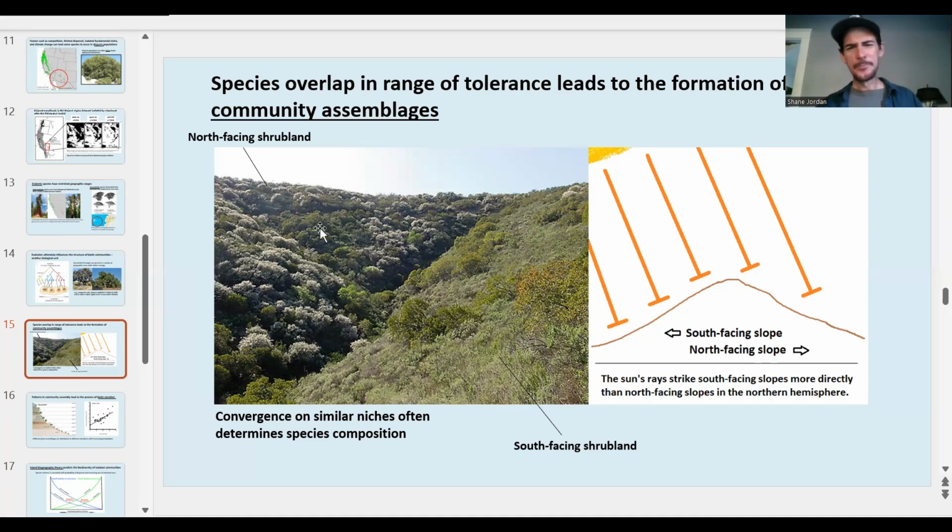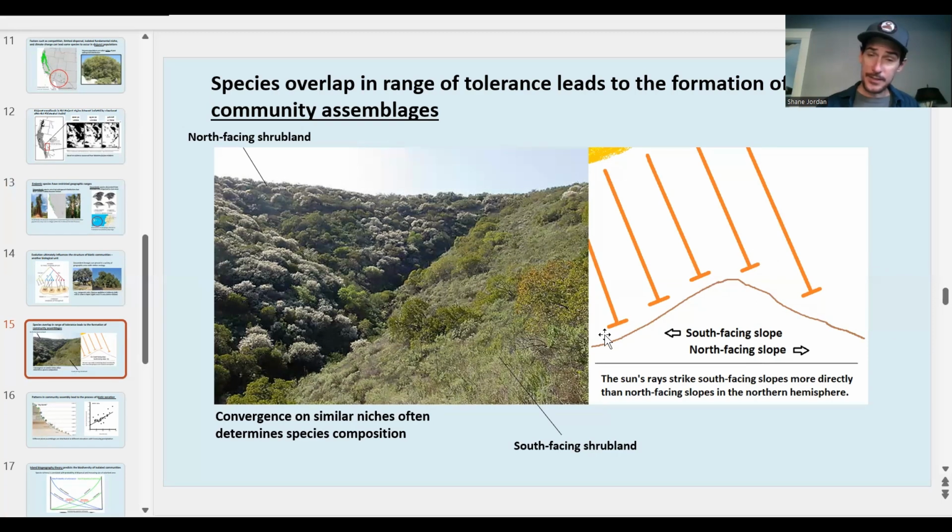Why might that be? Well, as it turns out, this is directly related to geographic processes. It has to do with the fact that the sun angle is not the same in all particular environments. The incident sun rays are coming down at different angles and striking these slopes at different angles.